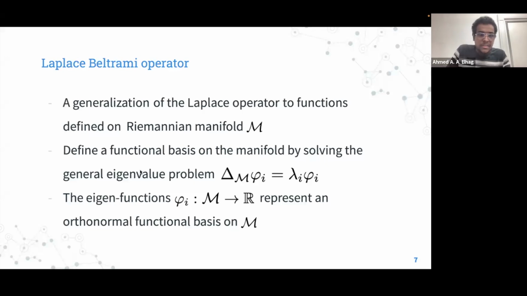And here, when you go from the continuous setting to the discrete setting, you have multiple choices. We'll come to this later. But the main point here is that these eigenfunctions can define an orthonormal functional basis on your manifolds, which could also be called intrinsic coordinate systems.